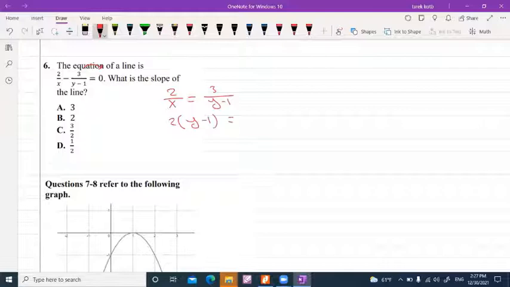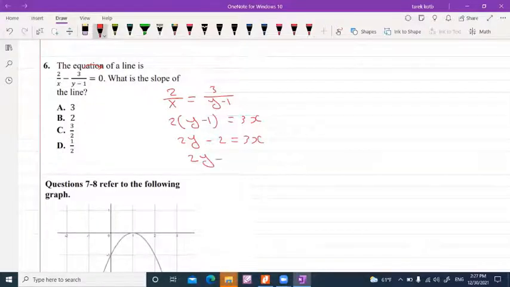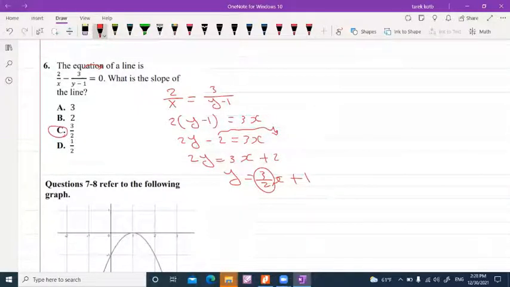2 times y minus 1 is equal to 3 times x. 2 times y minus 2 times 1 equals 2, and this is 3x. Okay, what's the slope? I want to get the slope, so I will take the negative 2 to the other side to form a linear equation. It will be 2y equals 3x plus 2, and then divide by 2, so y equals 3 over 2 x plus 2 over 2, which is 1, so the slope is 3 over 2.